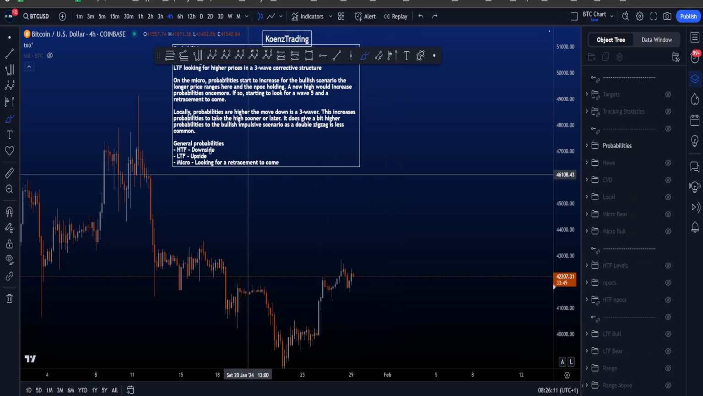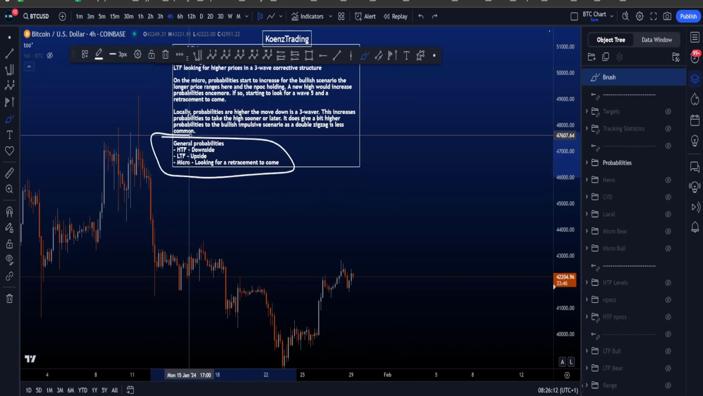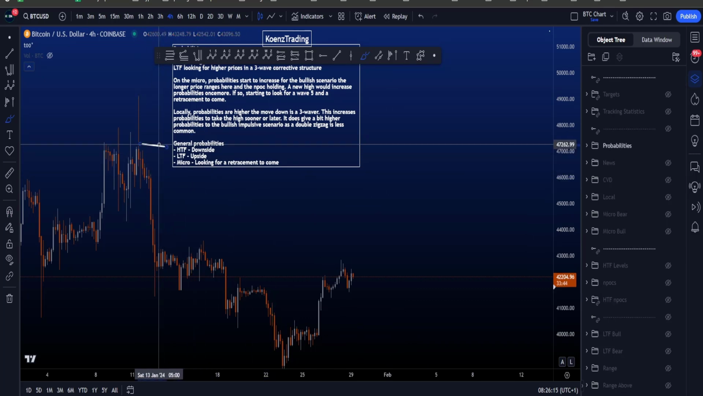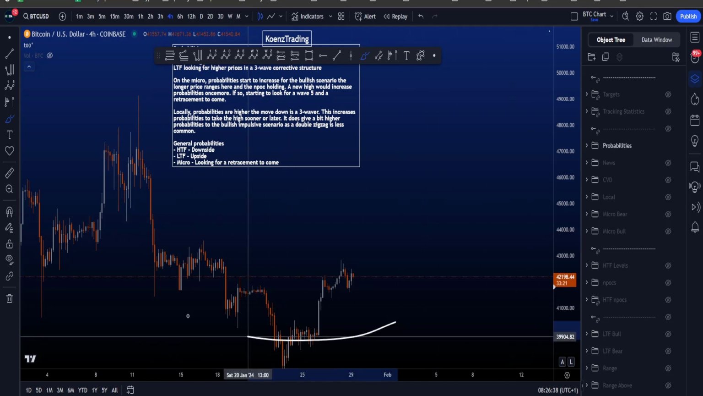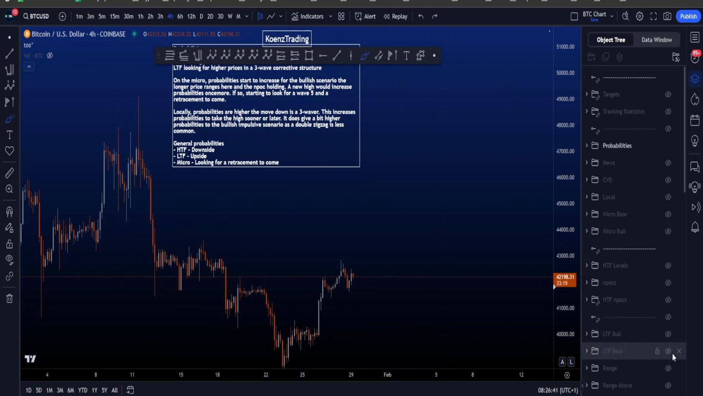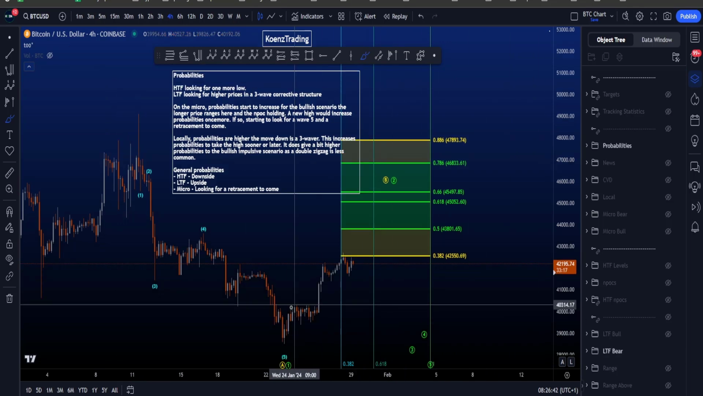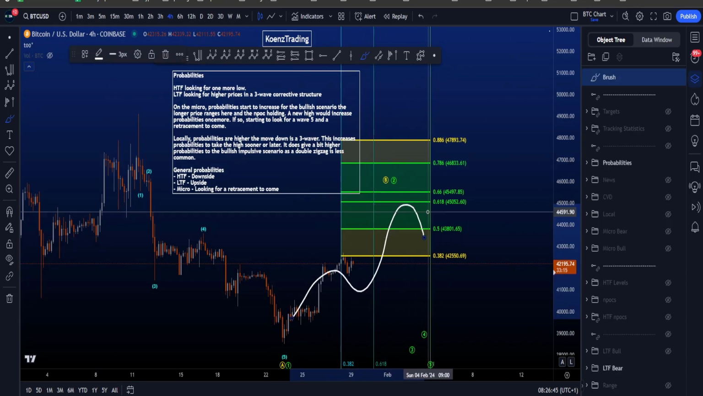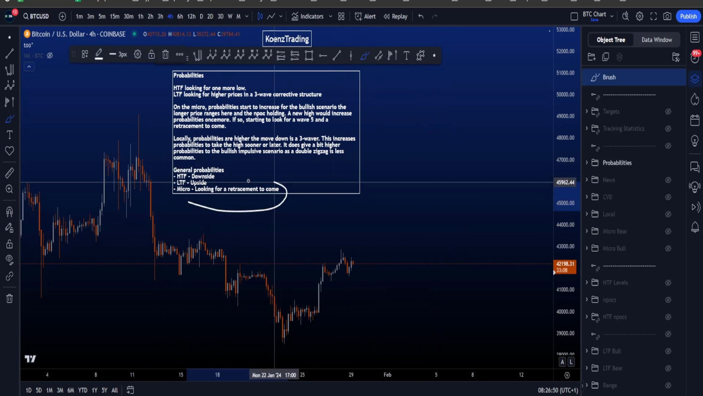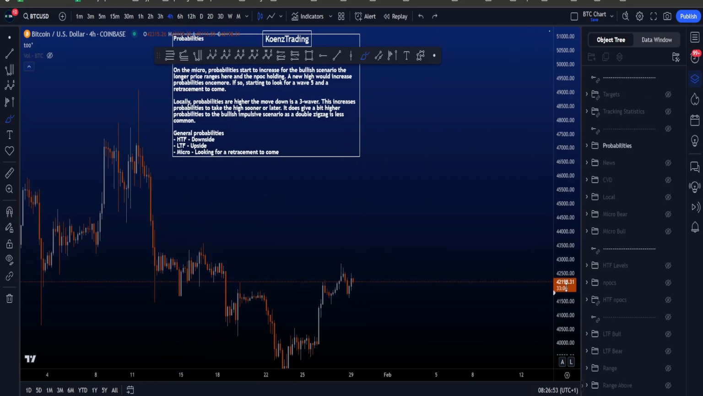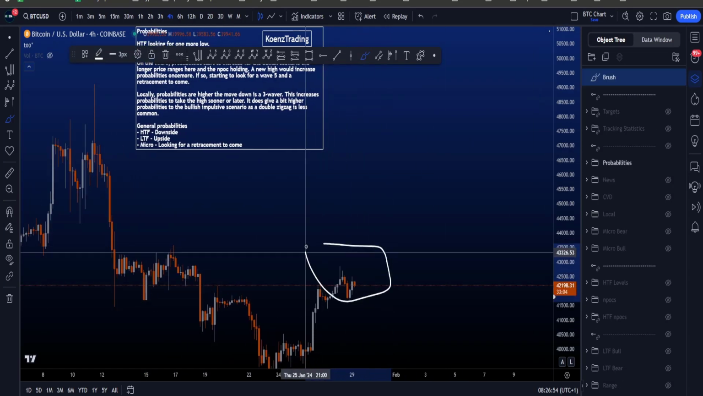So the general probabilities on the different time frames is on the higher time frame we are eventually still expecting lower prices to come. On the low time frame, which is the 4-hour time frame, we are still expecting price to move to higher levels before then a rejection and a continuation to the downside in line with the high time frame probabilities. And on the micro, we are looking for a retracement to come relatively soon, right?